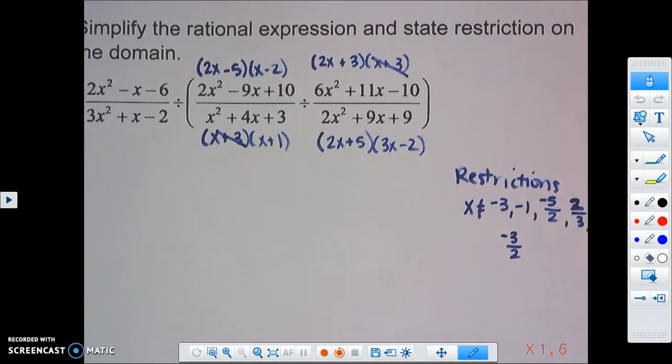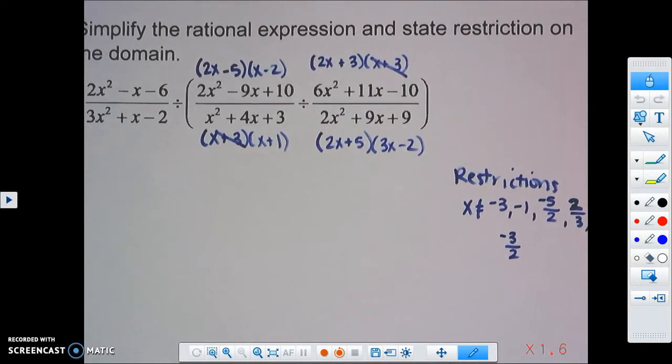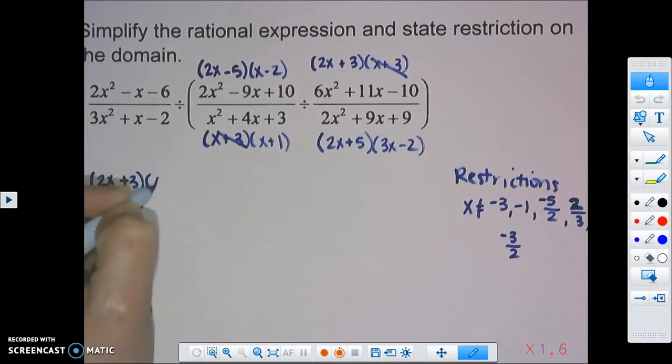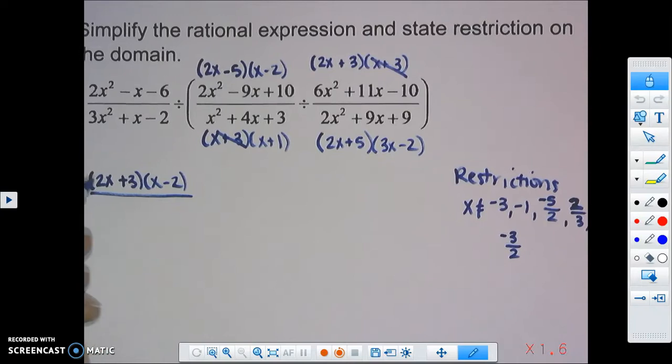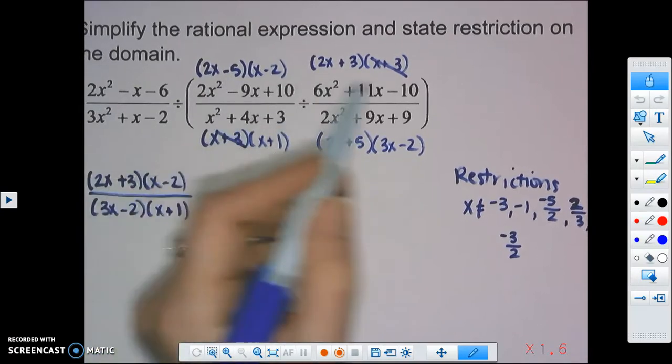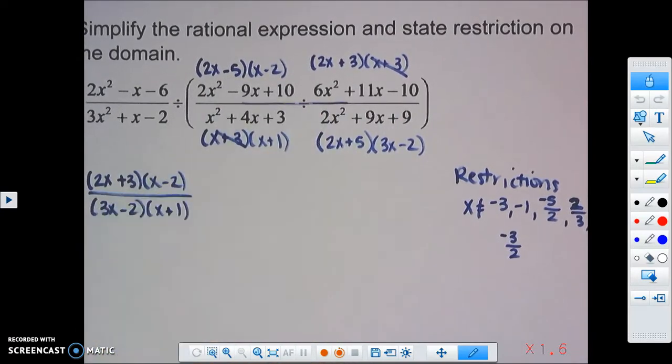-3/2, and then we already had -3. All right, so now we are going to factor this first fraction. So we're going to factor the numerator into 2x plus 3 and x minus 2. And the denominator is going to factor into 3x minus 2 and x plus 1. And then what we have left becomes one big fraction together.